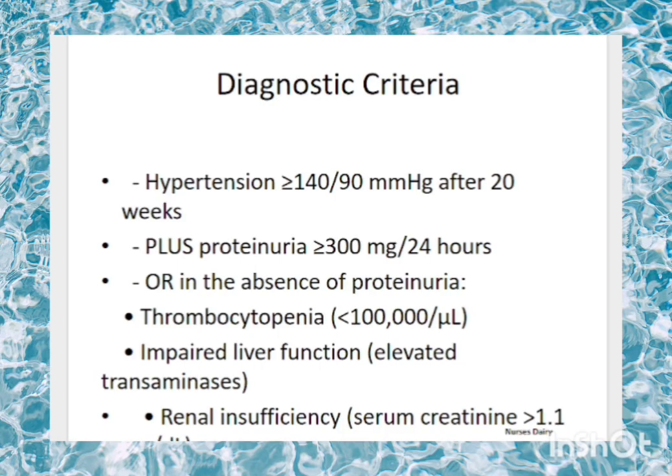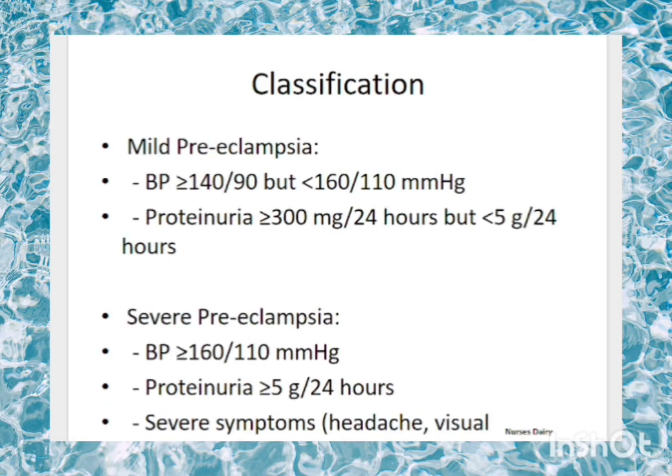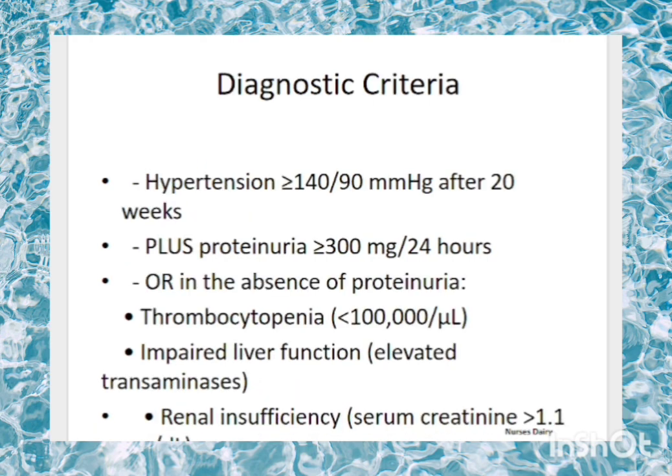And then there is thrombocytopenia. There is also impaired liver function, where there is elevated liver enzymes. Then there is renal insufficiency, where there is creatinine of greater than 1.1 milligrams per deciliter.